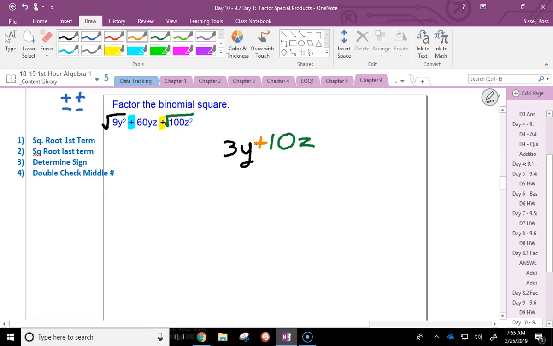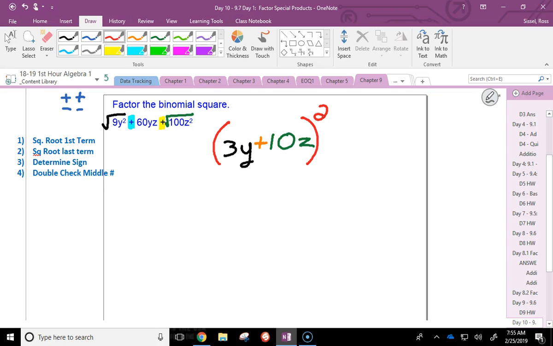So we'd have 3y plus 10z. I'm going to put it all in parentheses, and we're going to square it. The last step you need to do is check to make sure your middle number worked out. Because remember, before it did. So now we do this one.